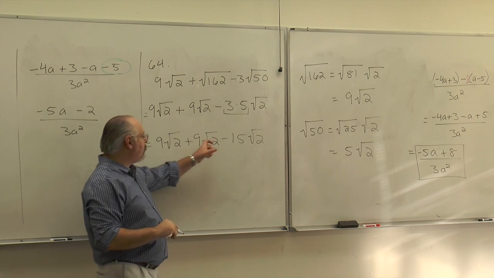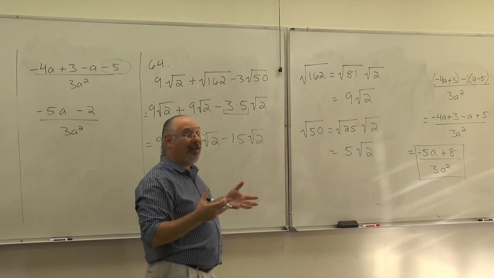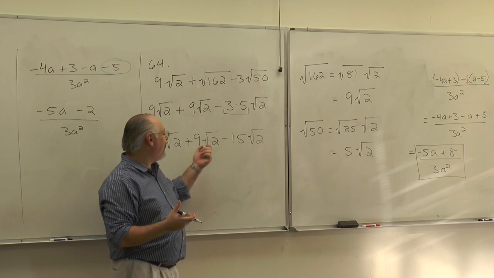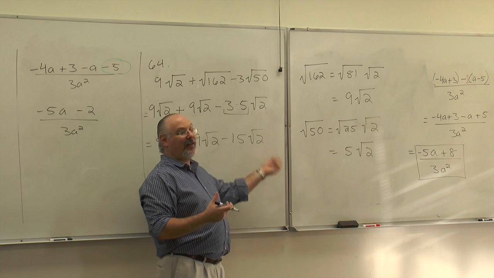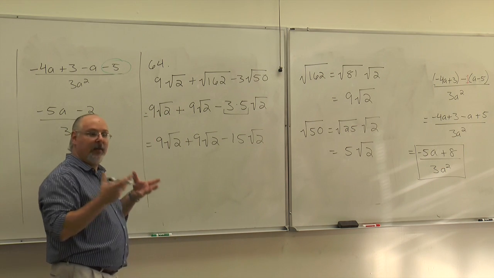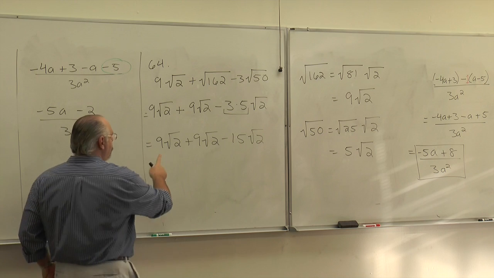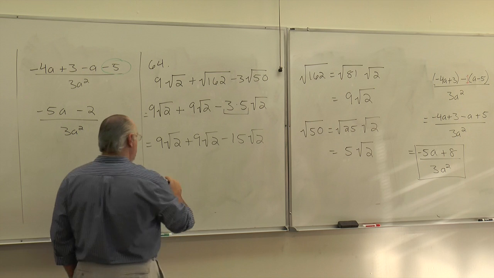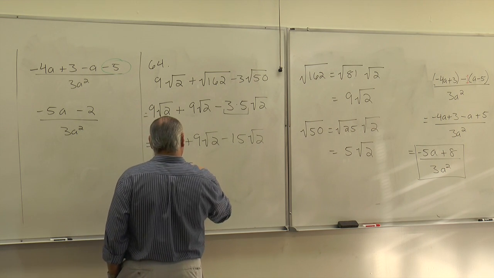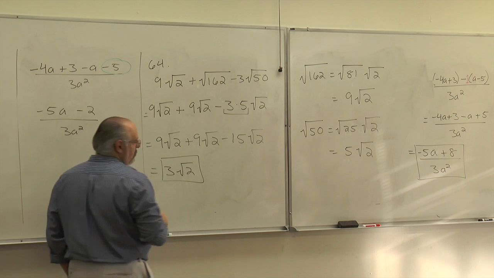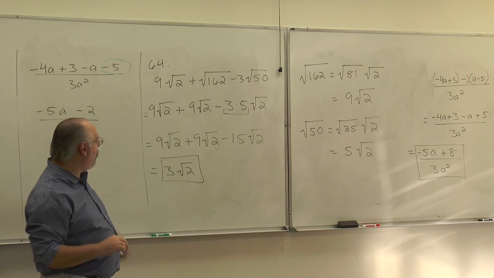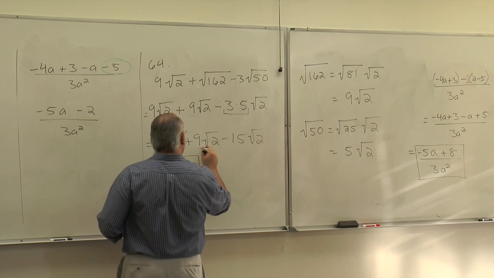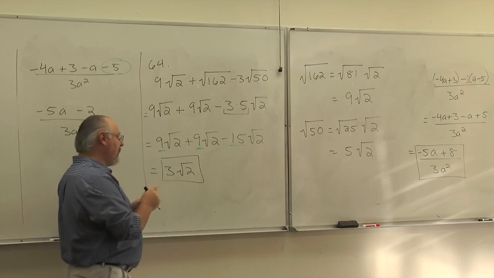Now remember, when adding and subtracting radicals, it's really just like terms with variables. Right? If I have 9 square roots of 2, and I have another 9 square roots of 2, and I take away 15 square roots of 2, I have to have that same object that I'm adding or subtracting. So 9 plus 9 is 18, minus 15 is 3 square roots of 2. All I'm doing is adding and subtracting those numbers on the outside.